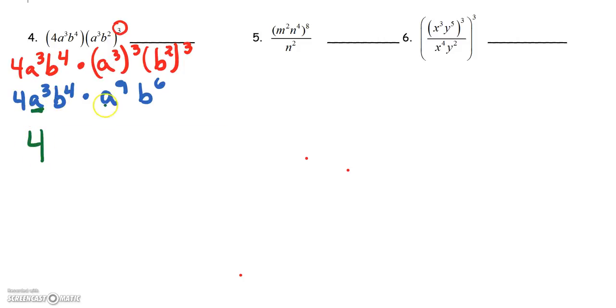We have a cubed times a to the 9th, same base being multiplied, so we'll add the exponents, a to the 12th. Same thing for b to the 4th and b to the 6th. We'll add the exponents to give us b to the 10th.